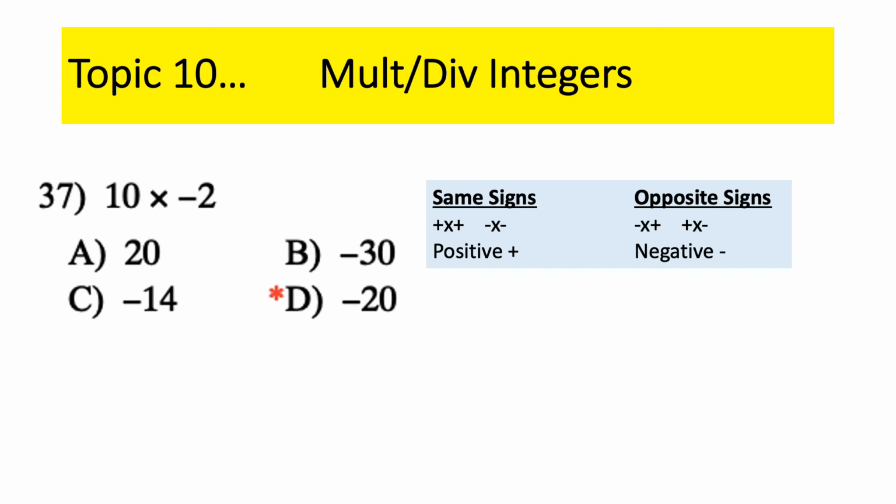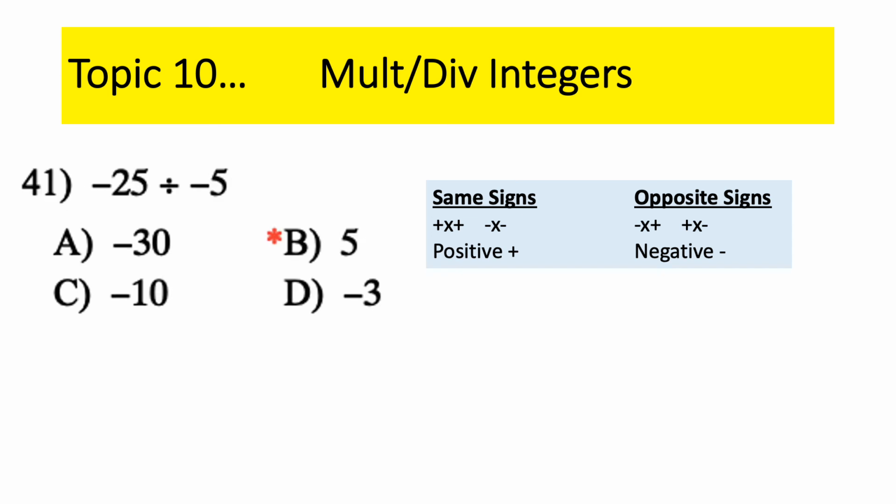Here we go. 10 times 2 is 20. But I'm multiplying a positive times a negative, opposite signs, so the answer is negative. Negative 20, answer D. How about division? Once again, 25 divided by 5 is 5. Now look at the signs. Do I have same or opposite signs? A negative 25 and a negative 5. Same signs. It says the answer is always positive, so the answer is positive 5.